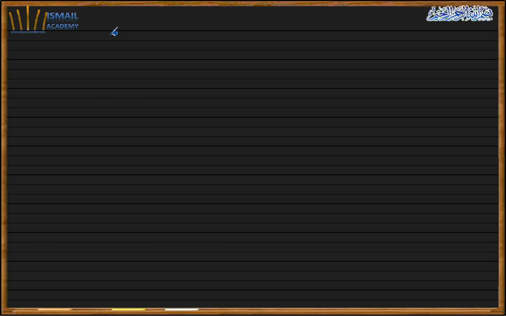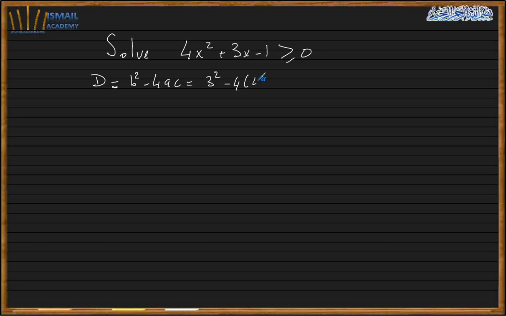Another example. So if I want to solve, for example, 4x squared plus 3x minus 1 is greater or equal than 0. So my discriminant here, b squared minus 4ac, is 3 squared minus 4 times 4 times minus 1. So it's going to be 9 plus 16, which is 25, which is 5 squared. Now I know that a, which is equal to 4, is greater than 0, which means the graph is going to look like this.